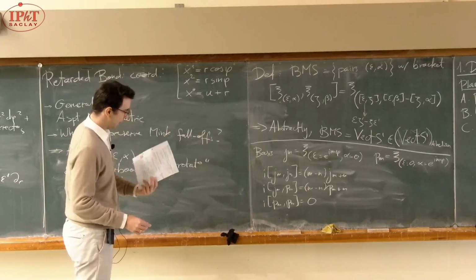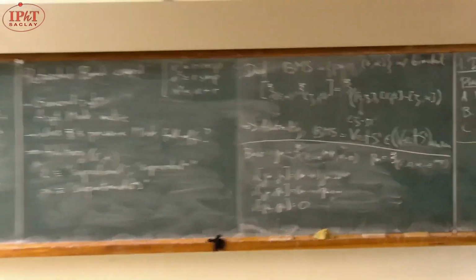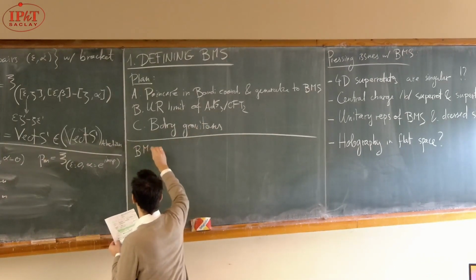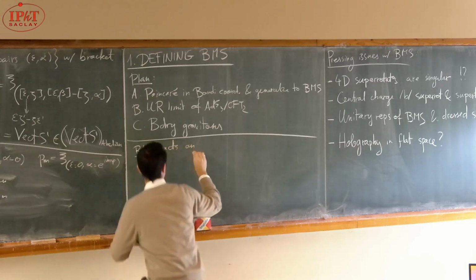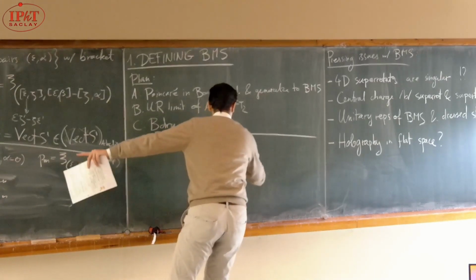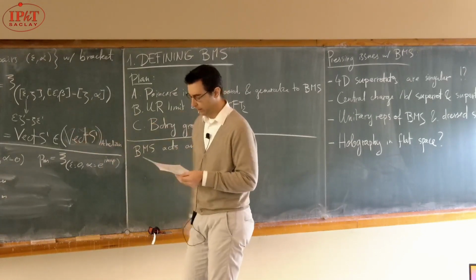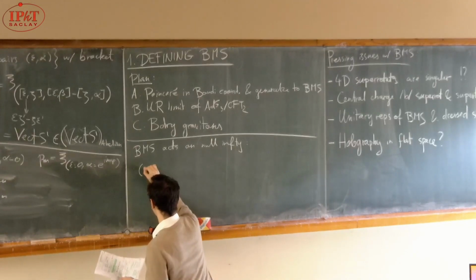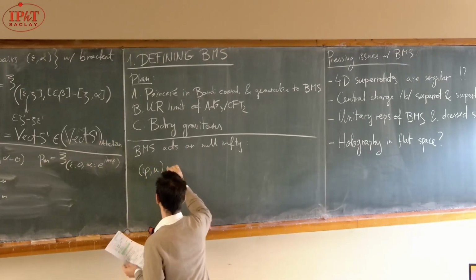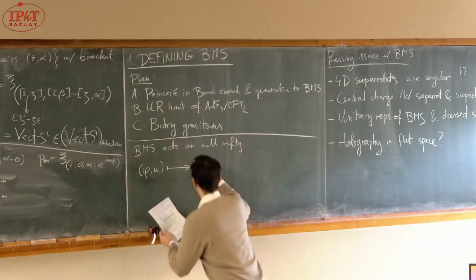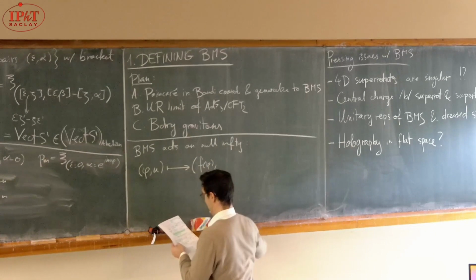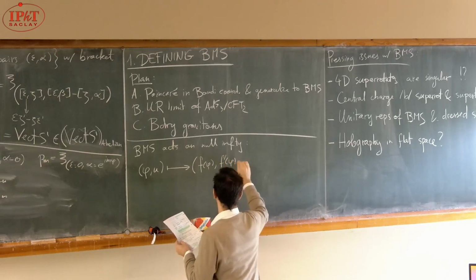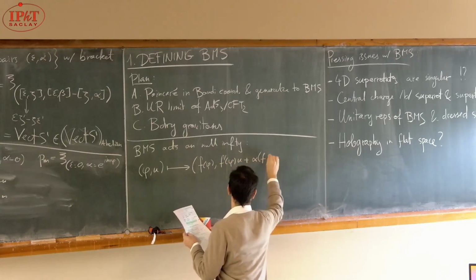One last thing before I move on to the next subsection. The BMS group acts on null infinity. I wrote BMS vector fields there, and you can exponentiate those vector fields to see how they act on points with coordinates phi and u on null infinity. What you find is that phi is mapped to any diffeomorphism f of phi, and the u coordinate happens to be mapped to f prime of phi times u plus alpha of f of phi.